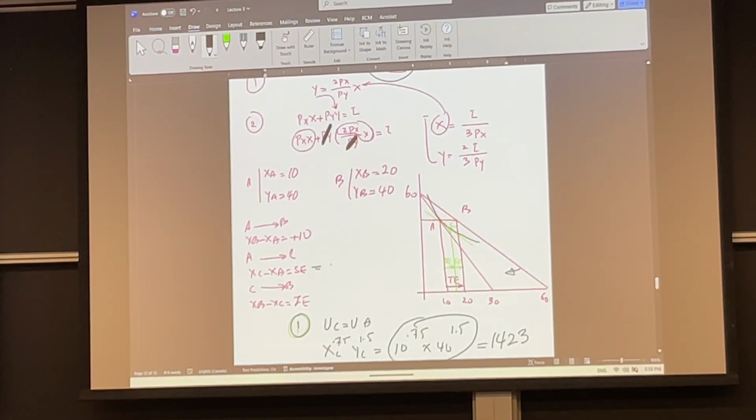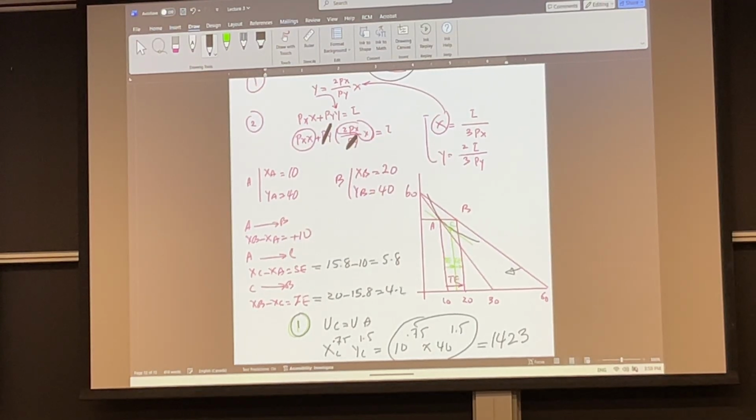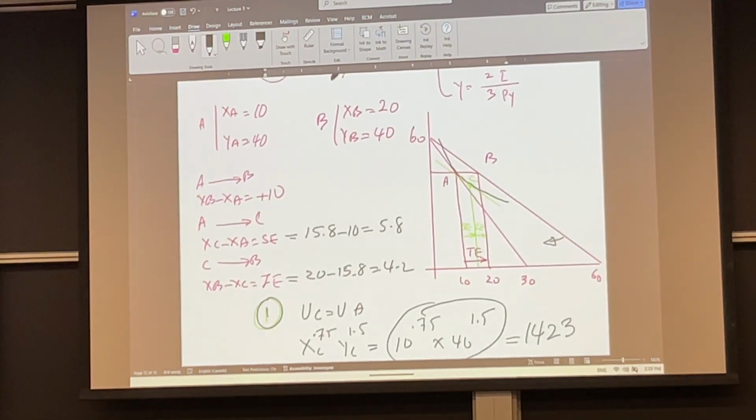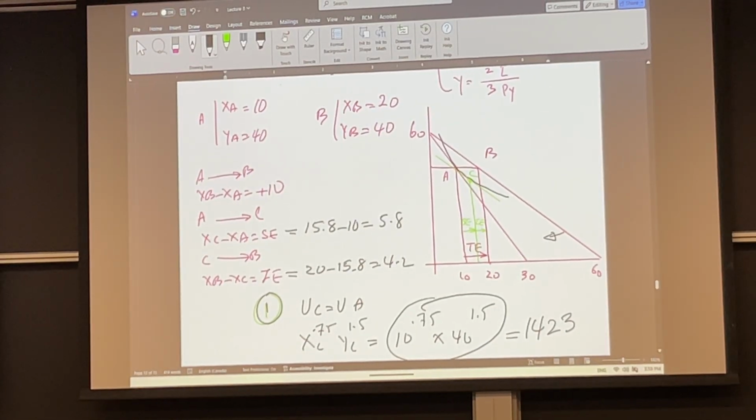That is 15.8 minus 10, which is 5.8. This is 20 minus 15.8, which is 4.2. So for this individual, the two effects were more or less the same. The reason he consumed more is more or less both equal. For the other guy it was mostly the substitution effect. For this guy, it's more or less the same. Make sense? Okay. That is this.